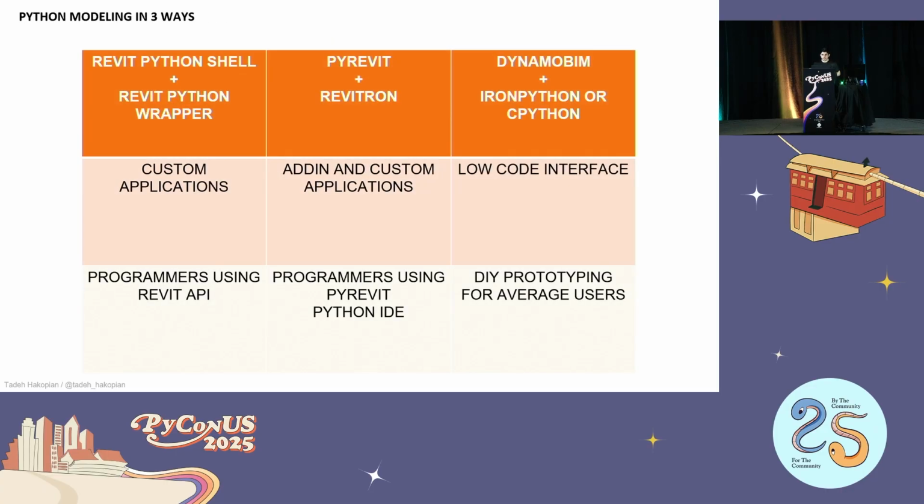And we can have Python help us with modeling in 3 ways. I'll show you 3 examples. It's Revit Python Shell with the Revit Python wrapper, which is one tool. It can let you create custom applications. PyRevit plus Revitron, which is another way of using Python applications on top of this Revit software. And then finally, Dynamo BIM, which is a low-code application using IronPython or CPython. So we'll check out a few examples.